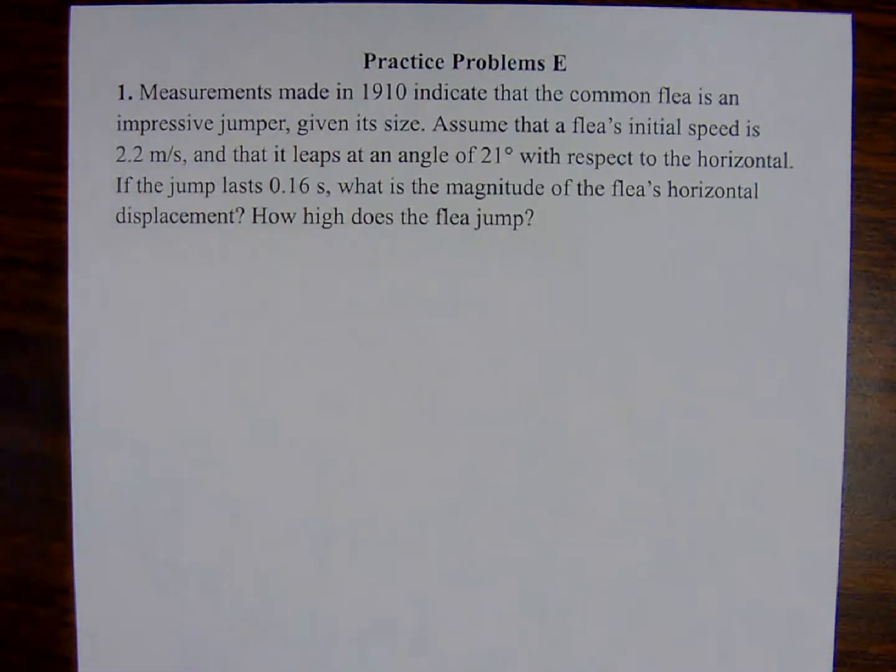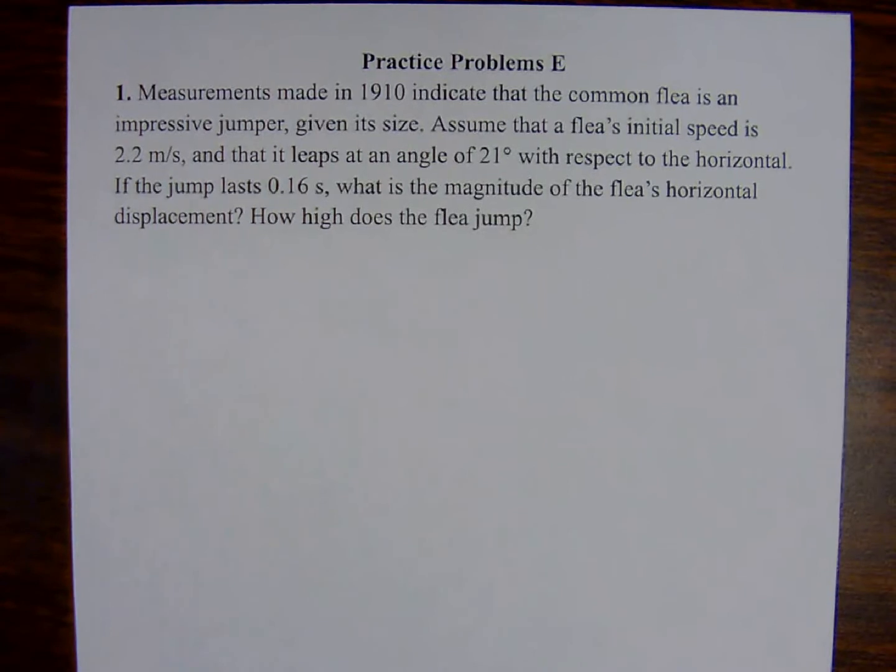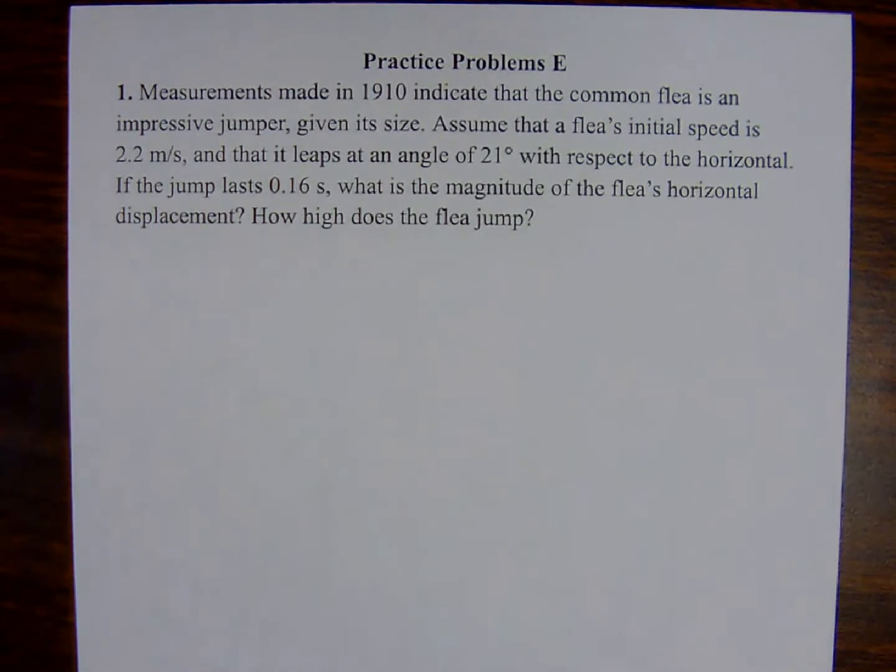All right, let's take a look at practice problem number 1 associated with sample problem E. Here, we will see one of the things I dislike the most in the world of science, and that is lame problem introductions. Measurements made in 1910 indicate that the common flea is an impressive jumper given its size. Just so you guys know, none of that's important to this question. I know you thought it might have been. It's not. Assume that a flea's initial speed is 2.2 meters per second and that it leaps at an angle of 21 degrees with respect to the horizontal.